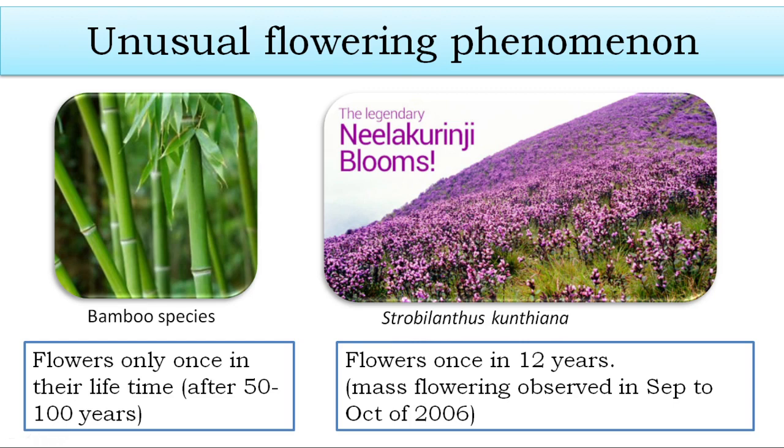Right? In the hilly areas of Karnataka, Kerala, Tamil Nadu and the Western Ghats, Strobilanthus kunthiana flowers, and once in every 12 years the hills become bluish or purple in color. Once in every 12 years these flowers bloom. Right? So this is called mass flowering.